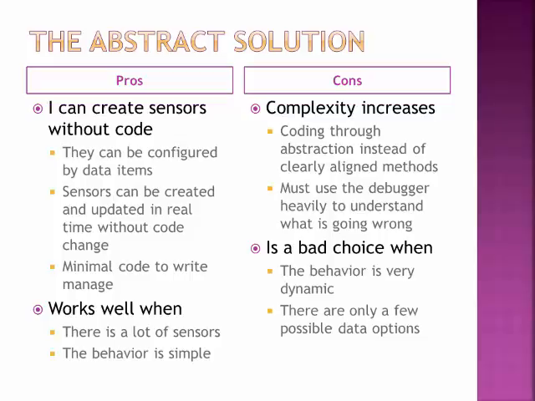I have to really use the debugger heavily to be able to figure out what's going on with this, where the data is coming from, where it's going to. And so it's not a good choice when there's a lot of dynamic behavior and there's not a lot of data. But then if it's mostly data and this common behavior, then this is a really excellent choice.